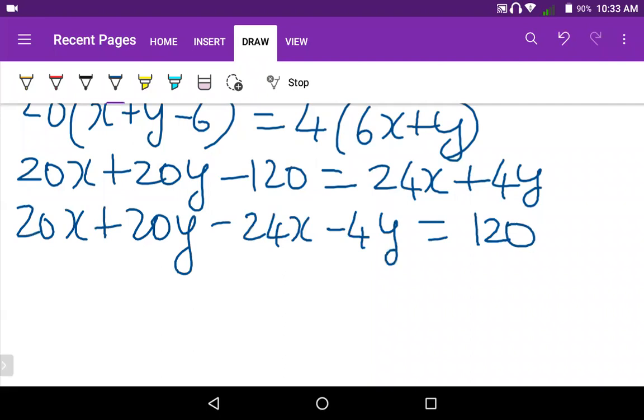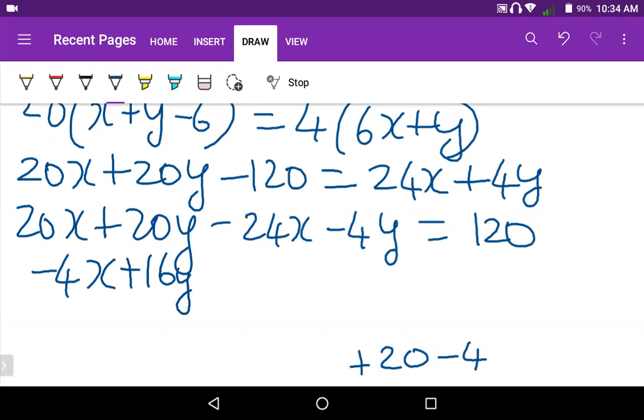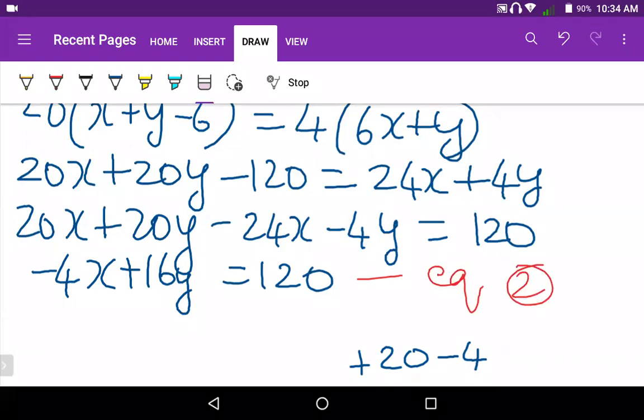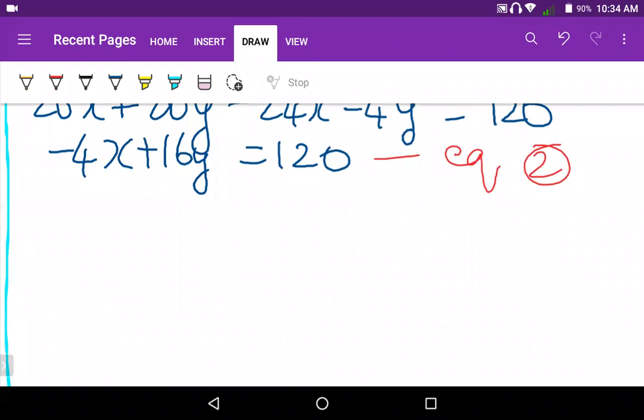Okay. Now, 20x minus 24x will give me minus 4x. This is correct. 20 minus 24 will give me minus 4x. 20y minus 4y will give me how much? Plus 16y. Is equal to 120. So this is the next equation that I have got. This is going to be equation 2. Now, did you all get the same type of equation? Minus 4x plus 16y is equal to 120.